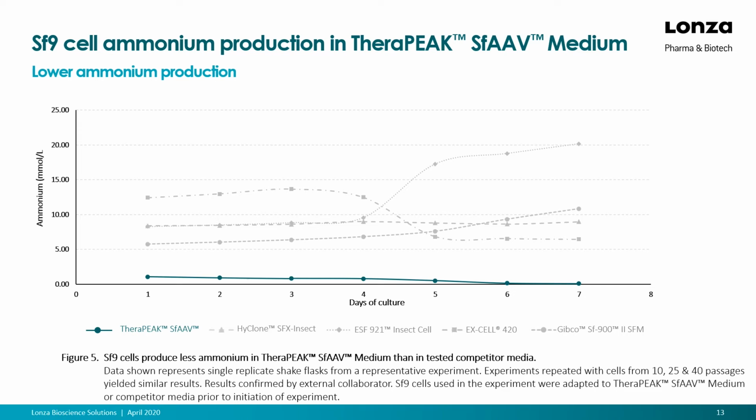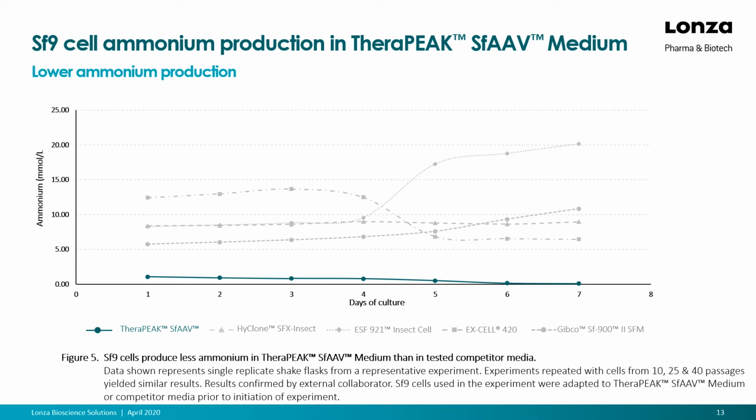As a result of a lower lactate and ammonia concentration at the end of the culture with TheraPEAK SfAAV Medium, SF9 cells and the viral particles produced by the cells are in a less damaging environment. And in consequence, this better environment with TheraPEAK SfAAV Medium will improve the stability of the viral particle produced.